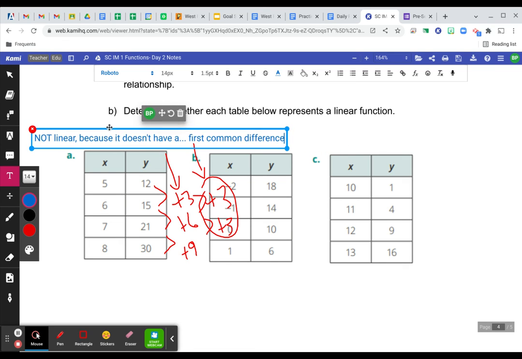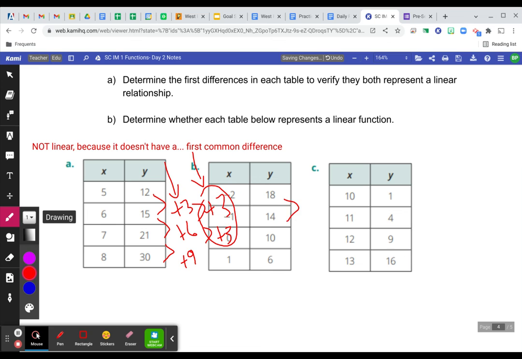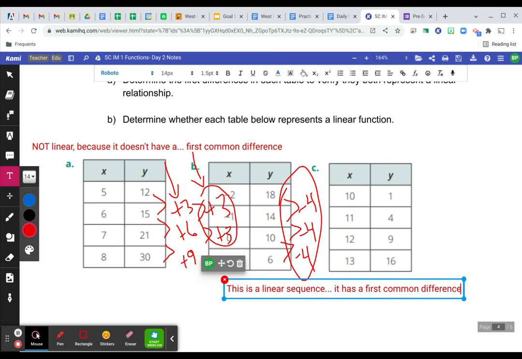That's for A. Let's look at B. How do you get from one term to the next? It looks like we subtracted 4. Looks like we subtracted 4 again. Subtracted 4 again. This right here is a first common difference. Therefore, this is a linear sequence. It has a first common difference.